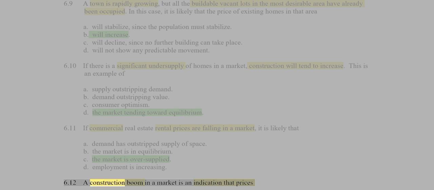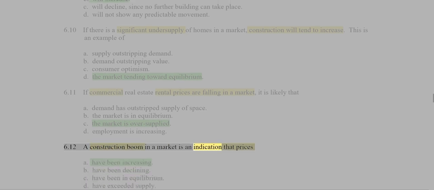6.12. A construction boom in a market is an indication that prices A. have been increasing. B. Have been declining. C. Have been in equilibrium. D. Have exceeded supply.